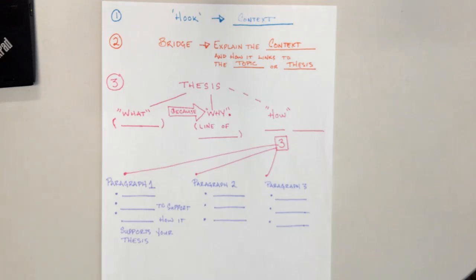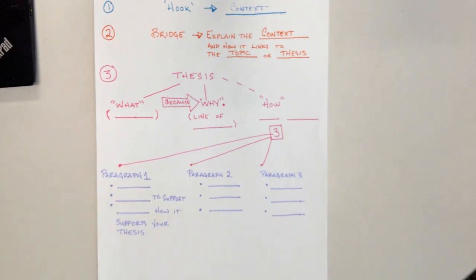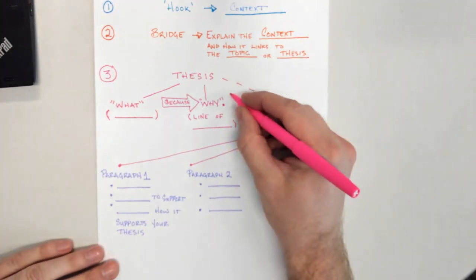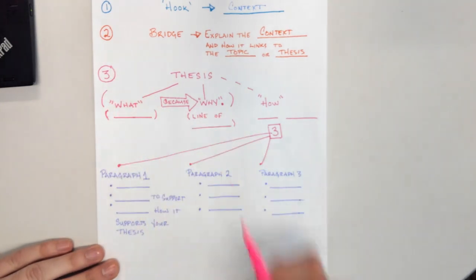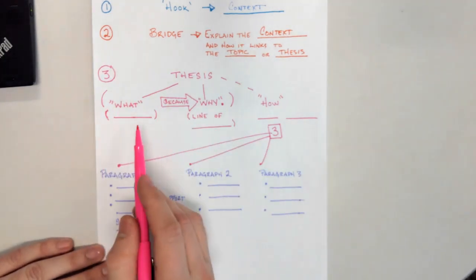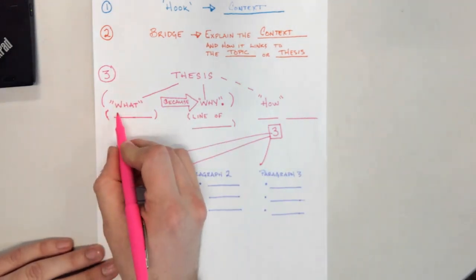Next up for your thesis, you need 3 parts to make a really strong thesis, and once you've done this, you've essentially written your paper. All you need to do is flesh out the rest. Let me explain. Your thesis requires 2 parts from College Board. That's going to be the what and the why. So your thesis point comes from a historically defensible argument.